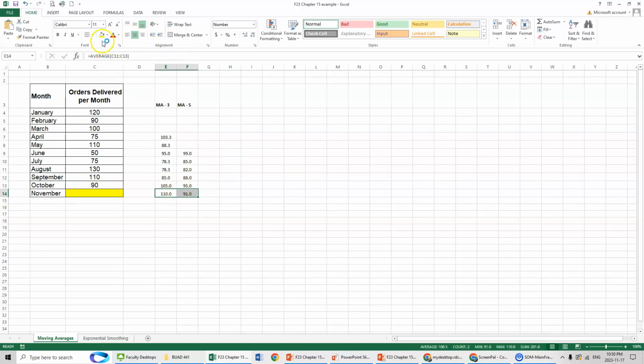So there's our forecast. A 3-month moving average is going to forecast 110 orders delivered for November, whereas a 5-month moving average is going to deliver 91 items. So two different forecasting methods, or same forecasting method, two different time periods built into the moving average in terms of how many preceding units we're taking into consideration. So the question is, which one is correct? Well, we'll learn about that later on in our chapter.